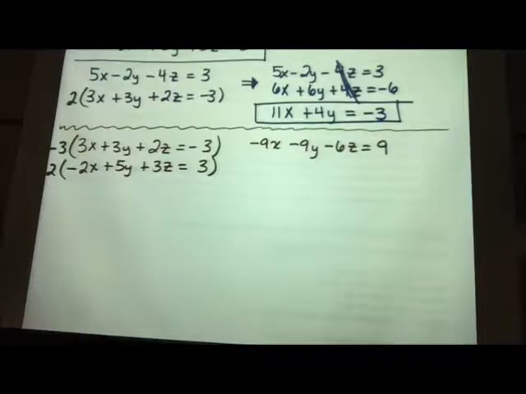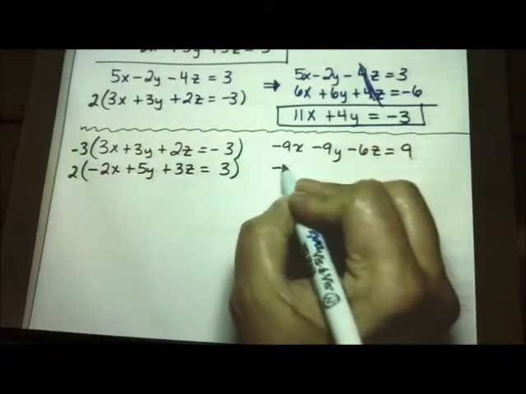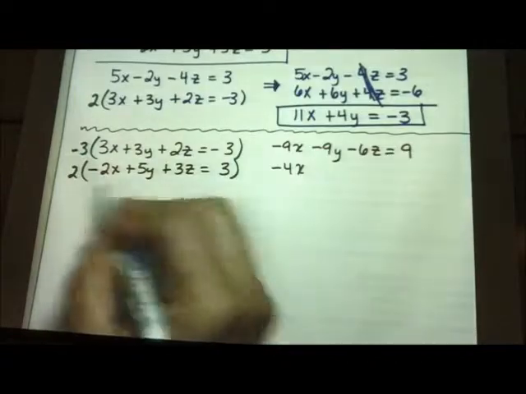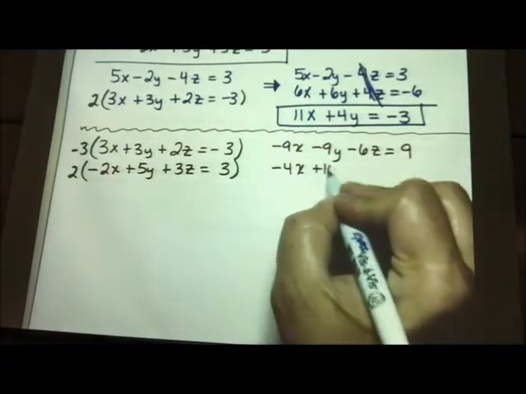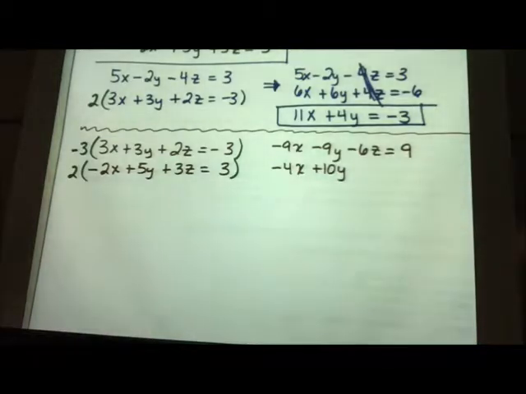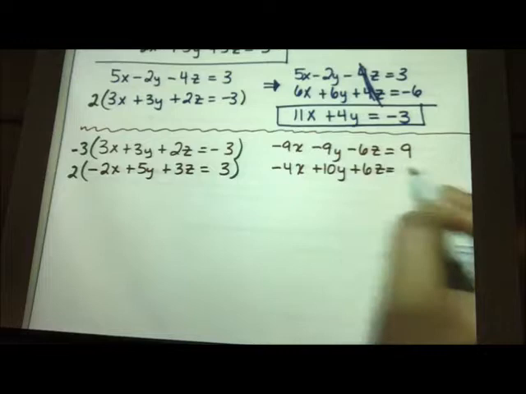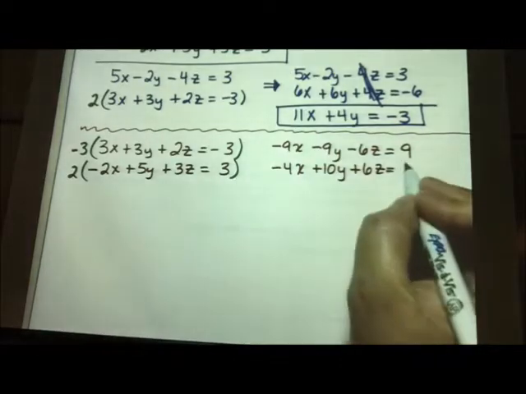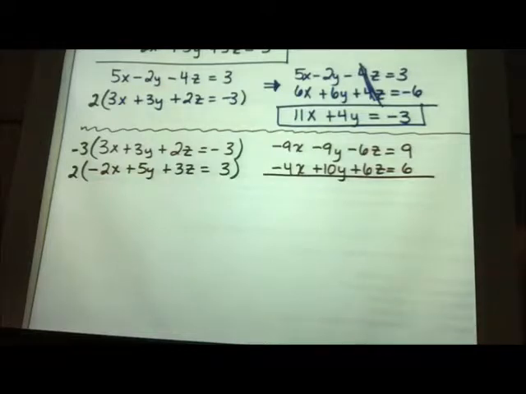So then I have 2. 2 times negative 2, negative 4x. 2 times 5y is a 10y, and 2 times a 3z is a positive 6z, and 2 times 3 would be a 6. So I'm going to look at this. Once again, was our goal accomplished? Did we cancel out the z's? Yes, it was. Say bye-bye to them.